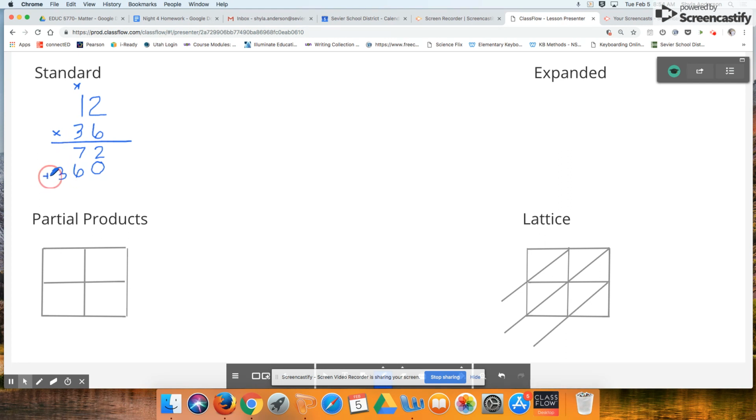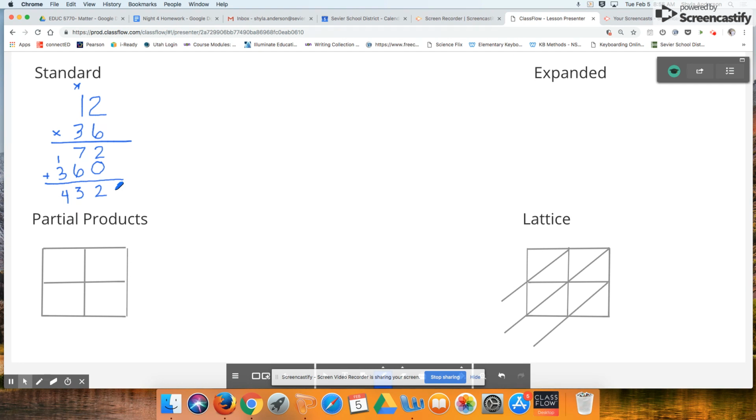Now we add. 2 plus 0 is 2. 7 plus 6 is 13. And 3 plus 1 is 4. This is our answer, 432.